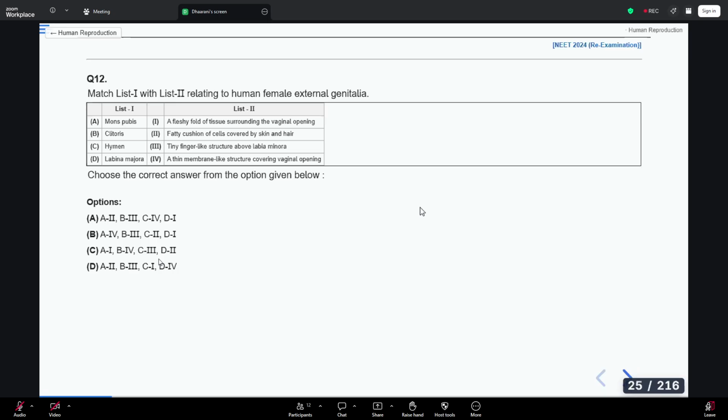Option A. Okay, the female external genitalia is collectively known as, what is the name for that? Together with all these parts, it is known as, very good, Alvar. So it is vulva.